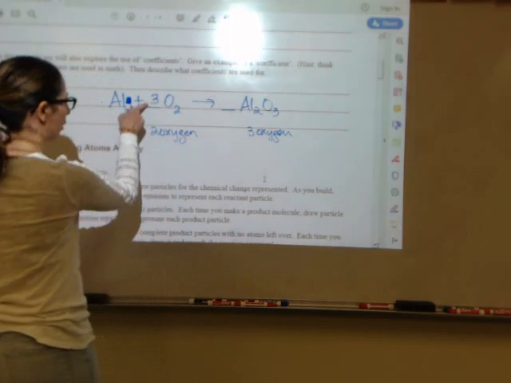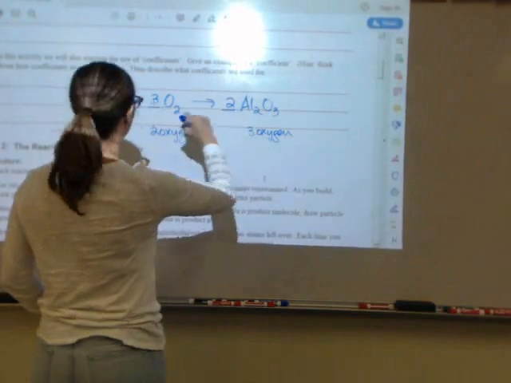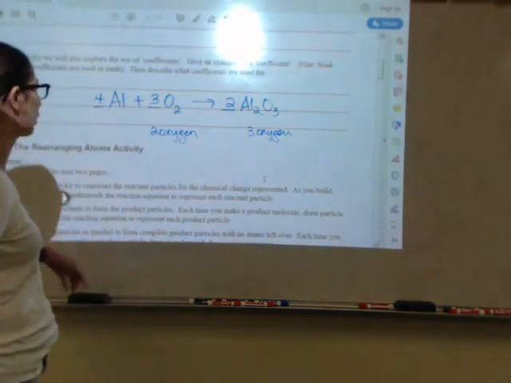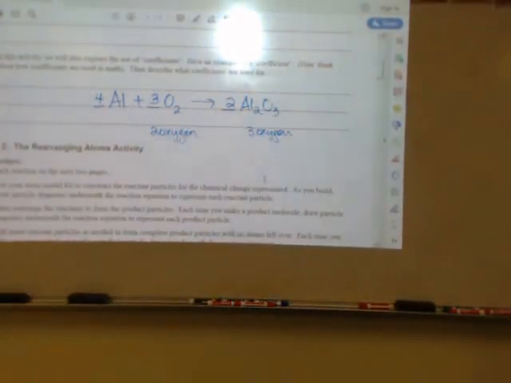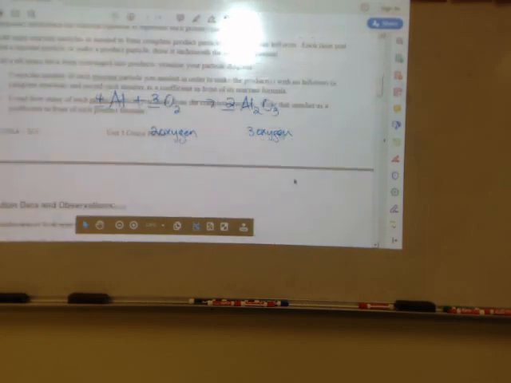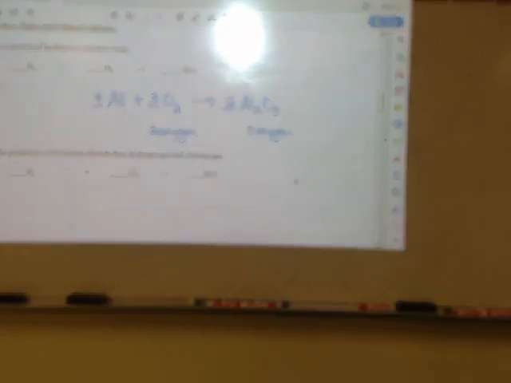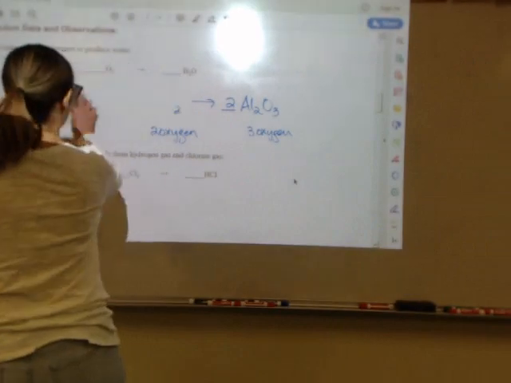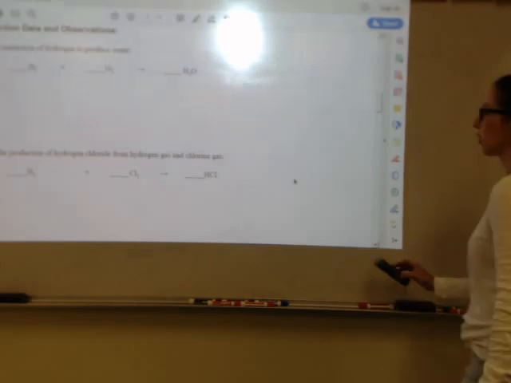So this would be an example of a coefficient in front of O2, and so would this be an example. And then I have 4 aluminums, and that 4 is another coefficient. So the 4, the 3, and the 2 are coefficients that are used to balance out the number of atoms on the reactant and the product side, so I'm actually following the law of conservation of mass. Now, we don't have model kits with us, which is fine. We're going to go on to the reaction data and observations, and we're going to practice balancing equations, which is where we are following the law of conservation of mass.